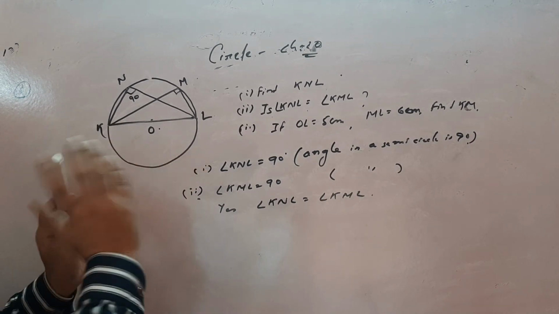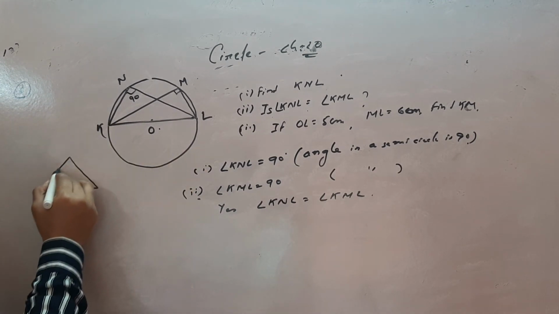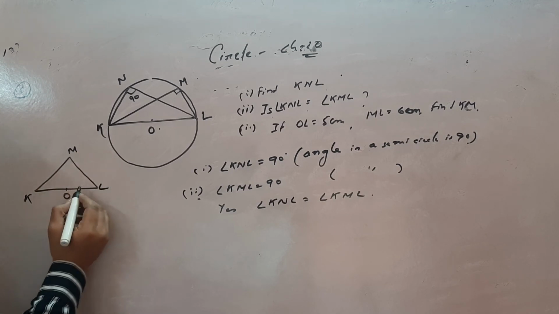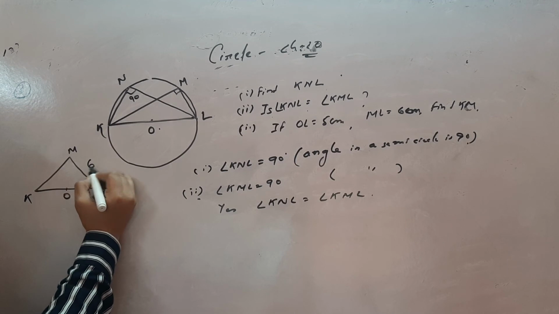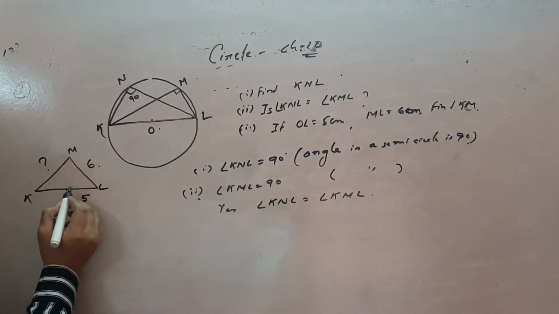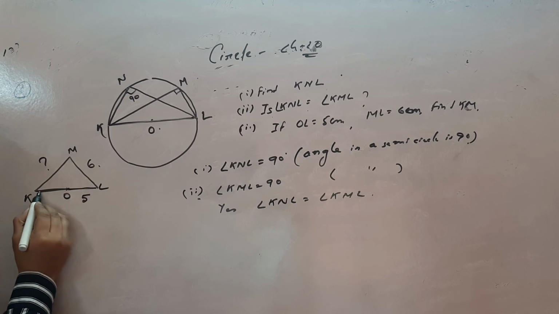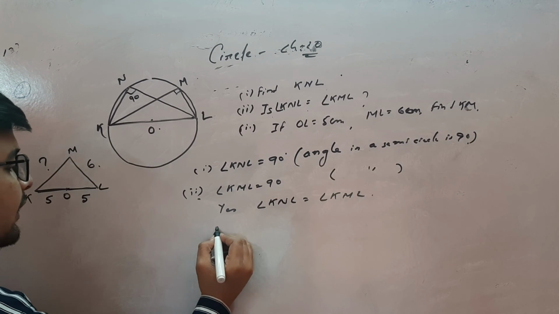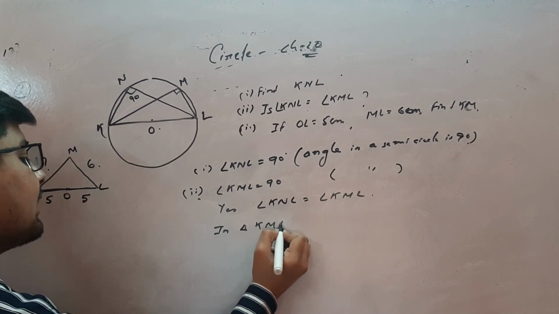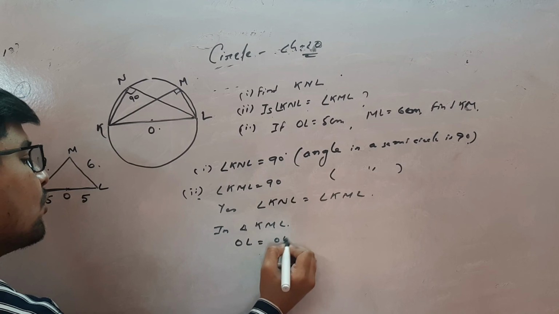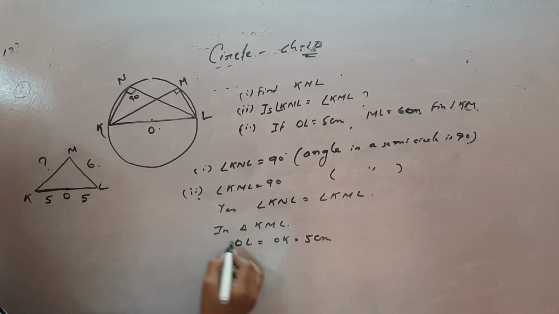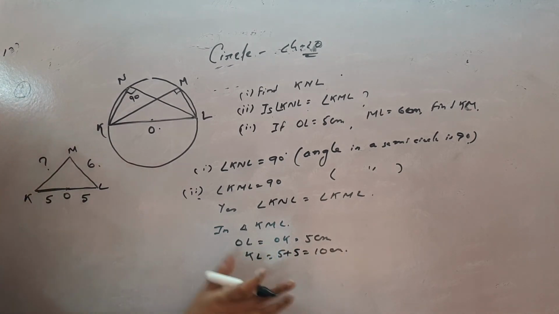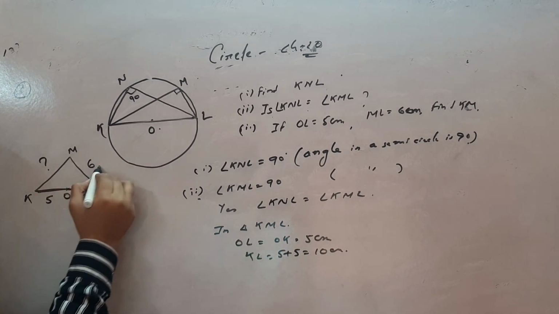If you draw the triangle separately, it looks like that. OL is given 5, ML is given 6, find KM. Before doing that, if OL is 5, KO is also 5, because this is the radius and all radii are the same. In triangle KML, OL equals OK equals 5 centimeters. That means the value of KL equals 5 plus 5 equals 10 centimeters. ML is given 6 centimeters.